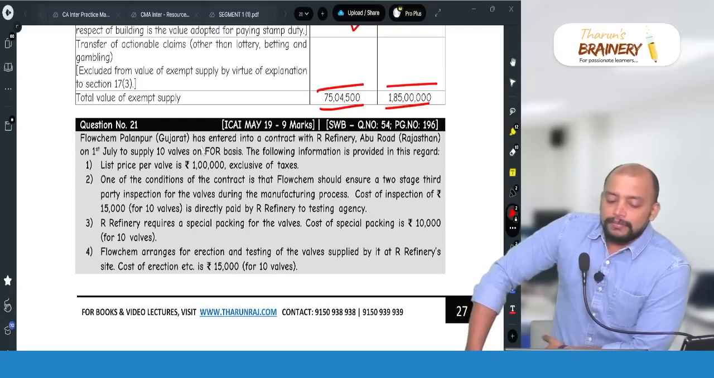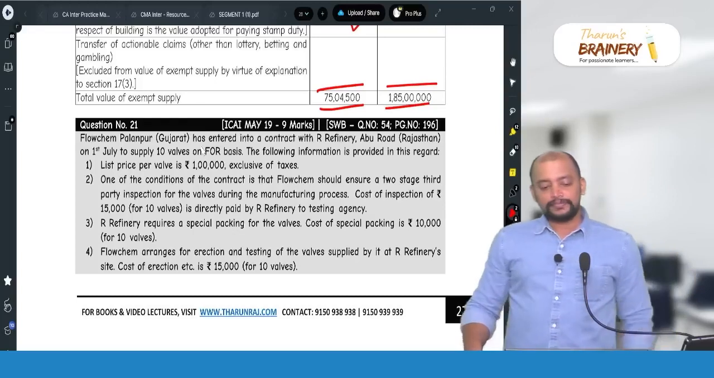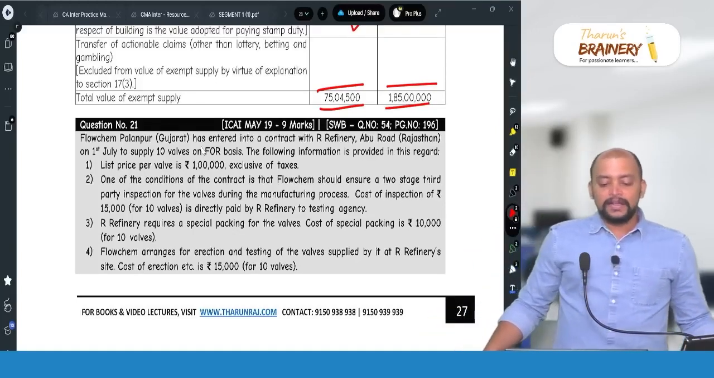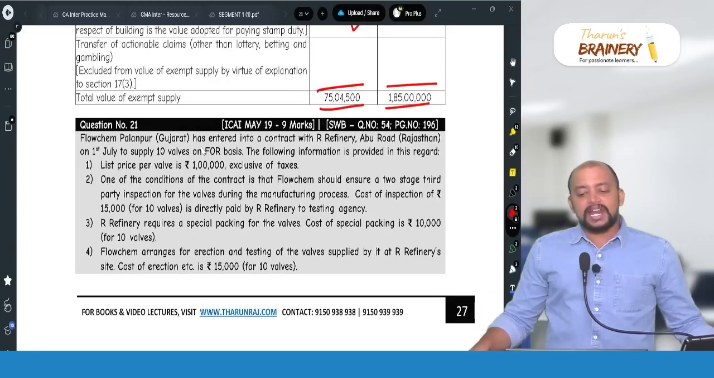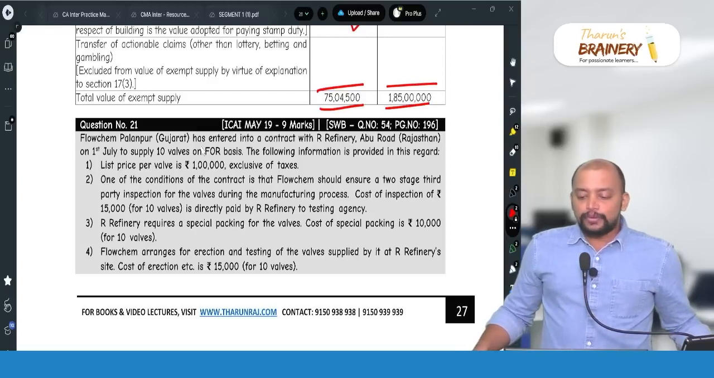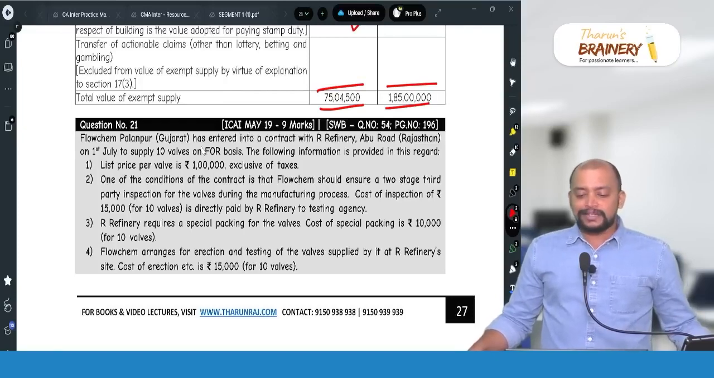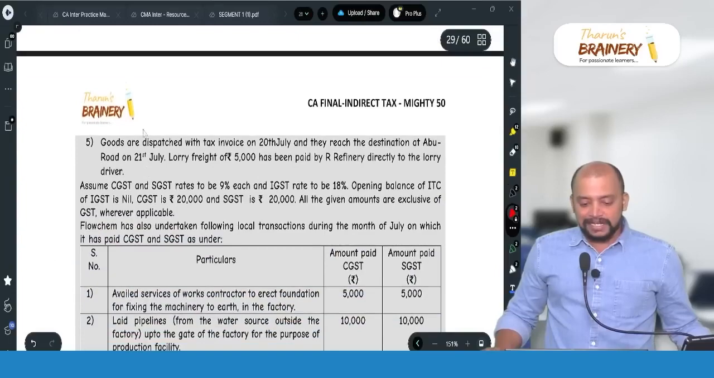Look into page number 196. Low Chem, Palanpur, Gujarat has entered into a contract with R Refinery, Abu Road, Rajasthan on 1st July to supply 10 valves on FOR basis. The following information is provided in this regard. They gave some details like price details, etc.